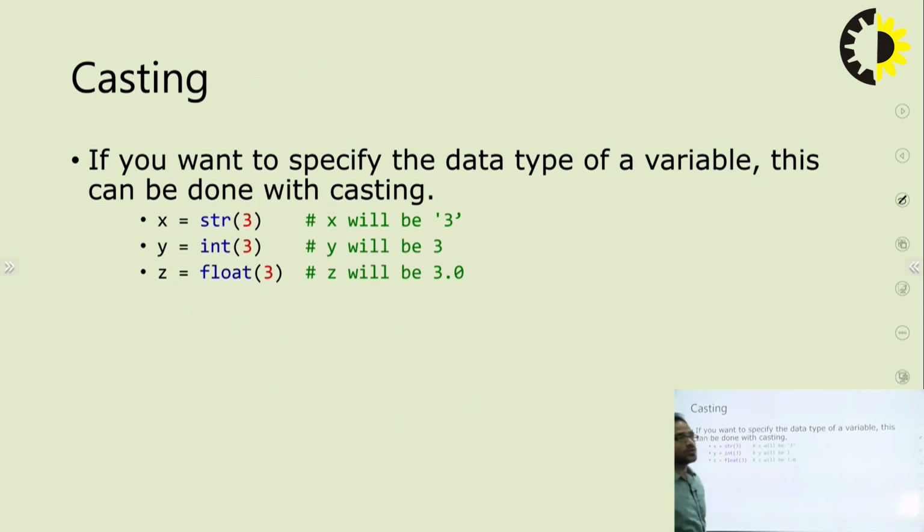Casting. Casting is the most important thing in Python. Suppose you want to specify the data type of a variable, that can be done by using casting. So suppose you have some value and you want to convert it from one data type to another type, you can use casting.